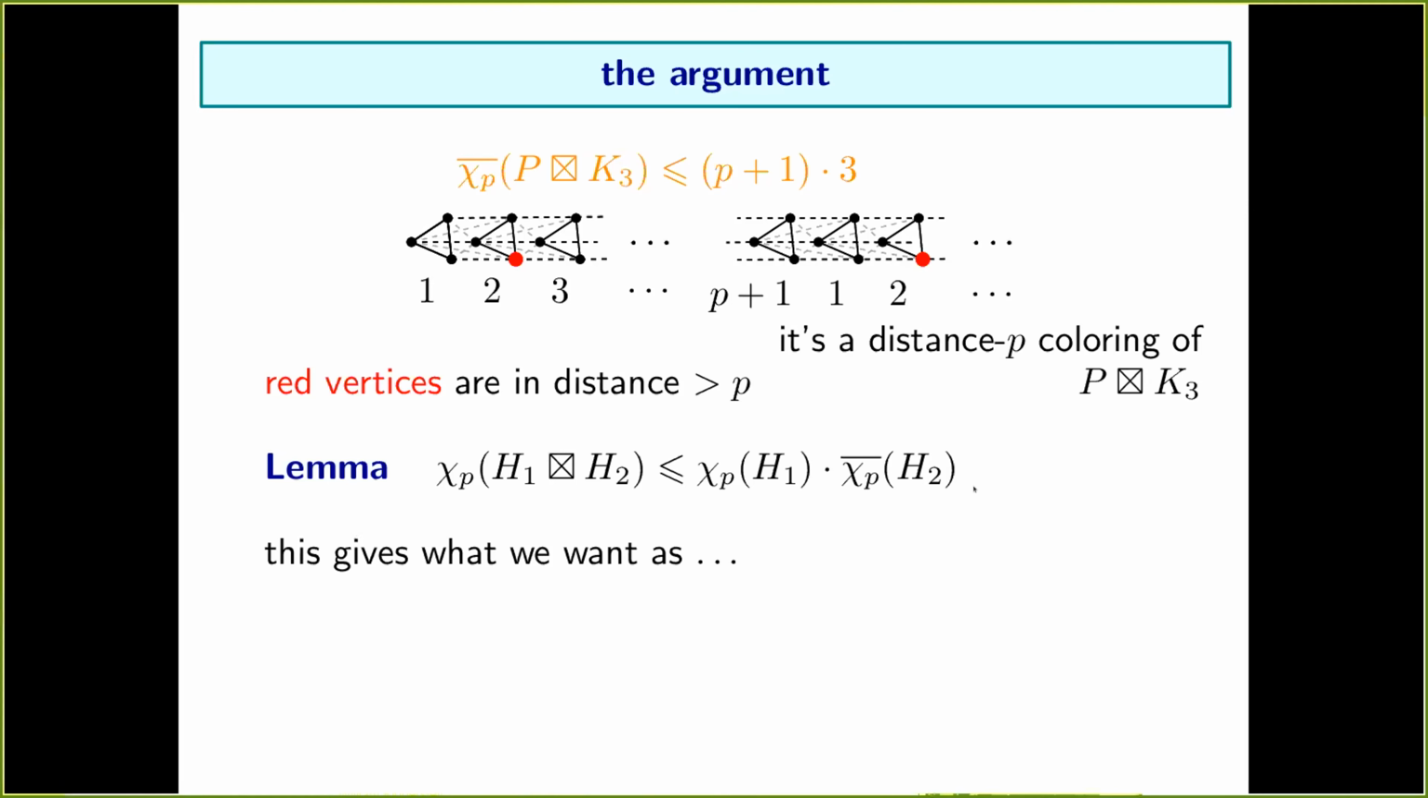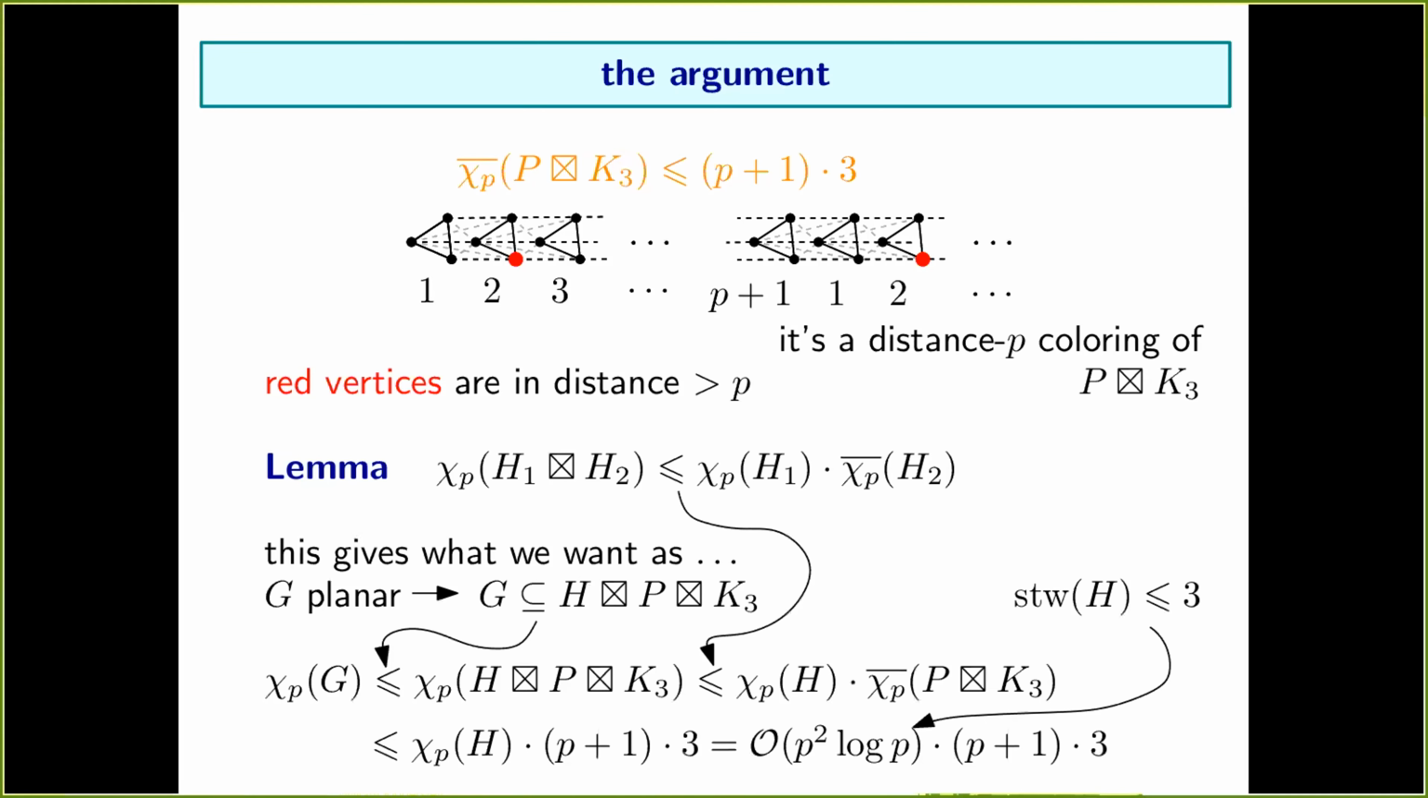This is all we need to complete this outline that you have seen a number of times, because planar graphs admit product structures. So when G is planar, it is a subgraph of H cross P cross K3, where H has simple treewidth at most 3. Now we take the p-centered chromatic number of G, and we want to bound it. The first inequality comes from the product structure, and from the fact that our parameter is monotone. So it's enough to bound this number.